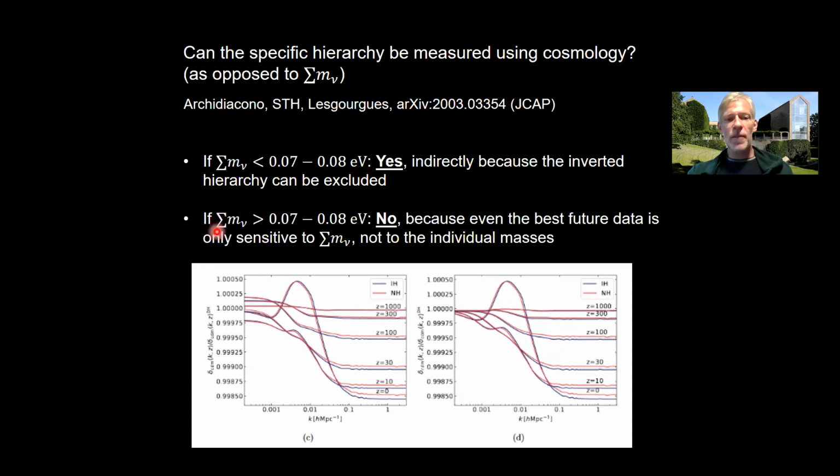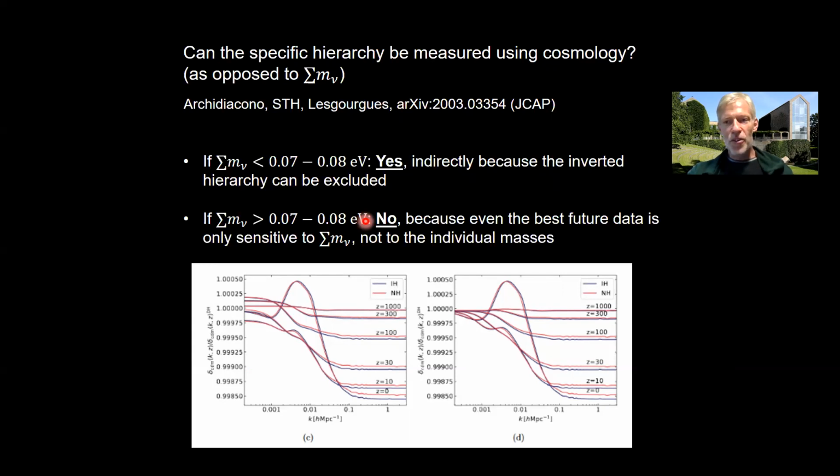And if the mass sum turns out to be larger than this value, then cosmology cannot tell the difference between normal and inverted hierarchy. Of course, that's perhaps not extremely problematic because we know that we will, from oscillation data, be able to tell this difference. So it will be measured using other methods.